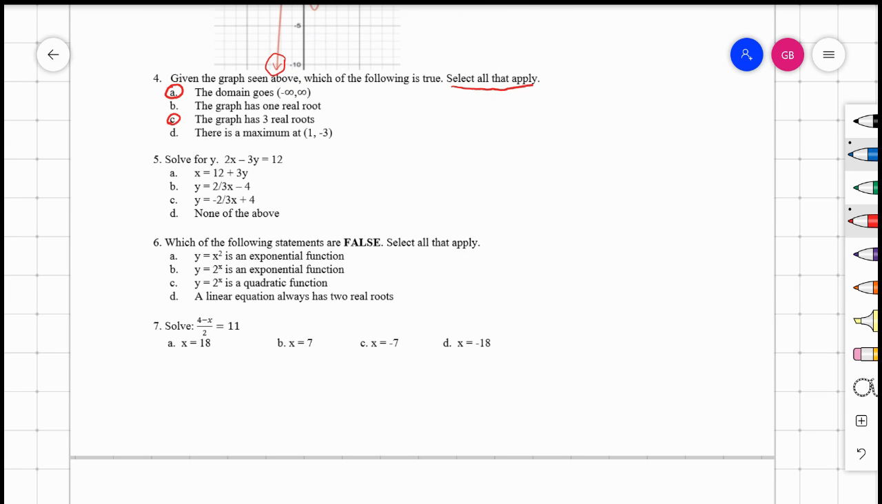Number 5, we're going to solve for y. So 2x minus 3y equals 12. So this is basically a literal equation. We're solving for one of the variables. Our answer will be an equation. So first we subtract 2x because we want to get the y by itself. And then divide by negative 3.